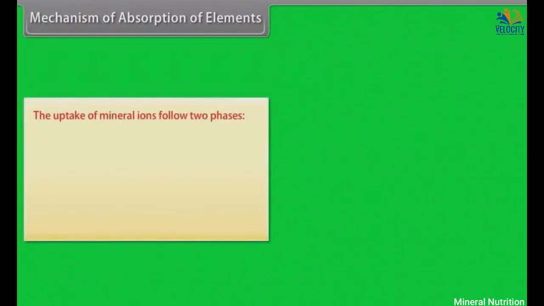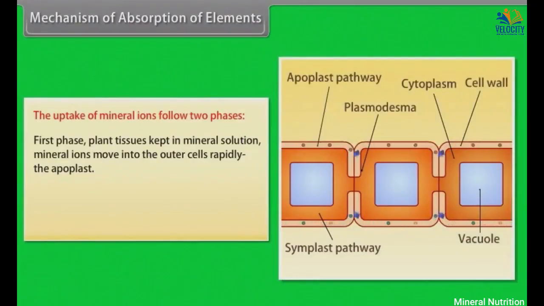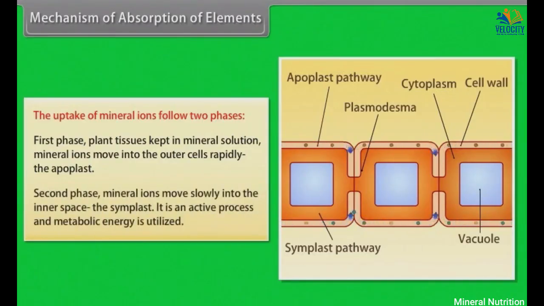The uptake of mineral ions follows two phases. First phase, plant tissues kept in mineral solution. Mineral ions move into the outer cells rapidly, the apoplast. Second phase, mineral ions move slowly into the inner space, the symplast. It is an active process and metabolic energy is utilized.